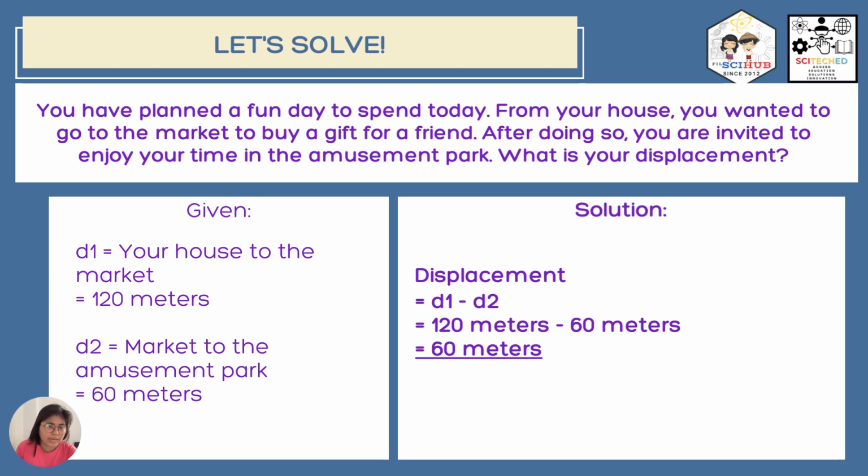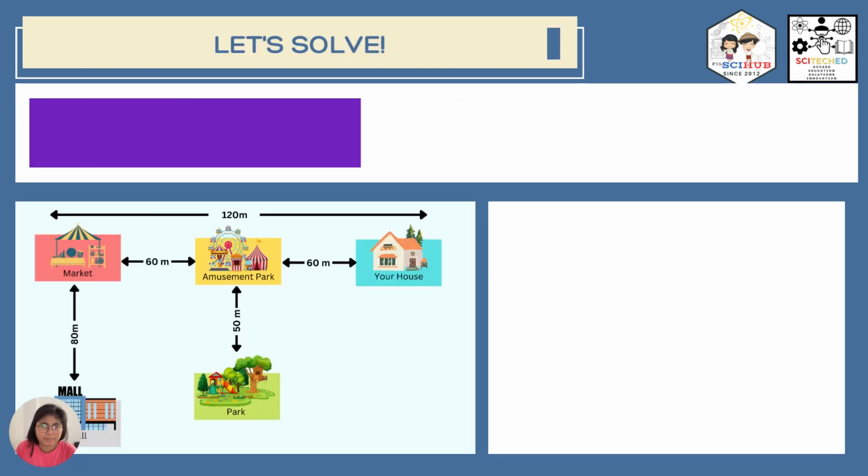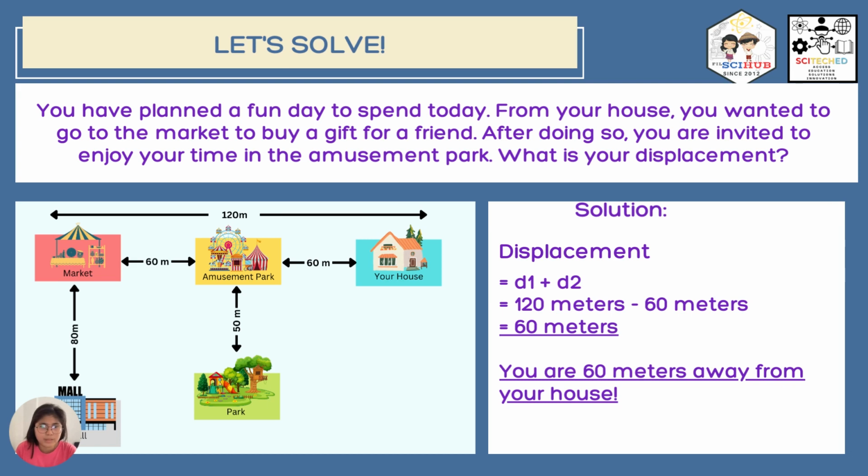However, we can also look at the illustration, right? So in this illustration, as you can see, since you are in the amusement park and we are asking about your displacement, since it is 60 meters away from your house, therefore your displacement is 60 meters as well, because you are 60 meters away from your house. Okay, I hope that's clear.